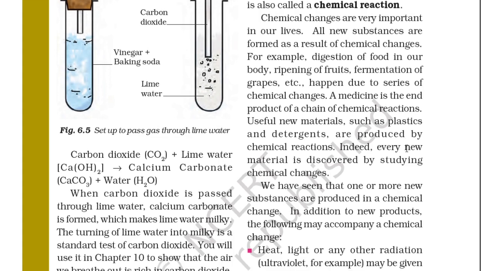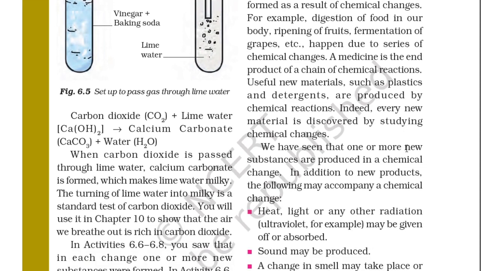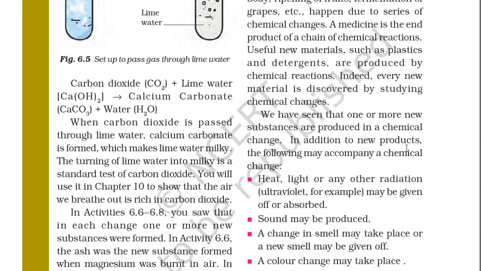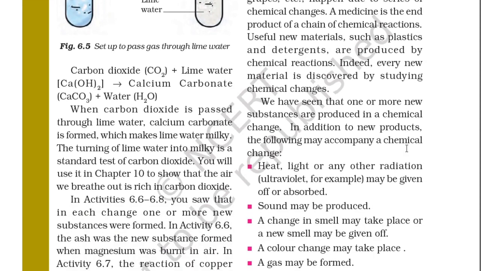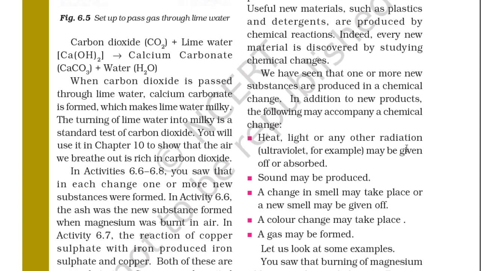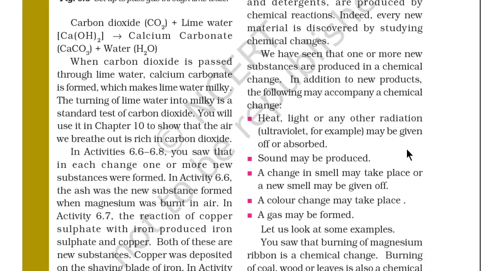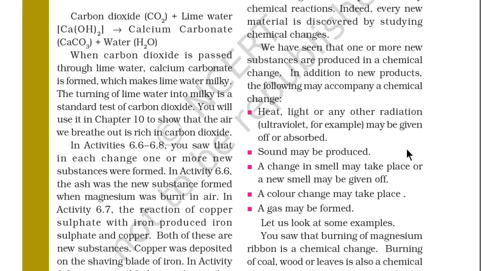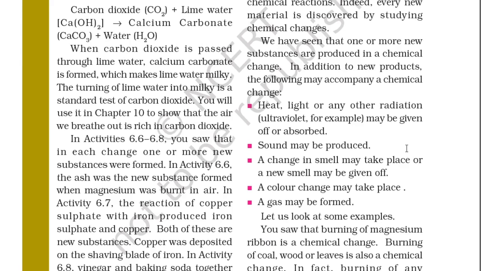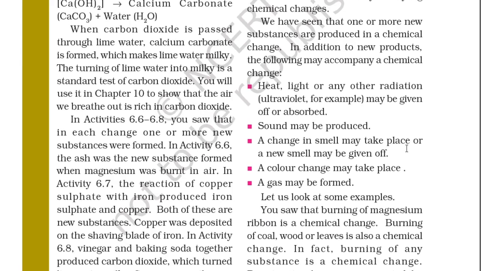We have seen that one or more new substances are produced in a chemical change. In addition to new products, the following may accompany a chemical change. Heat, light or any other radiation may be given off or absorbed. Sound may be produced. A change in smell may take place or a new smell may be given off. A color change may take place. A gas may be formed.